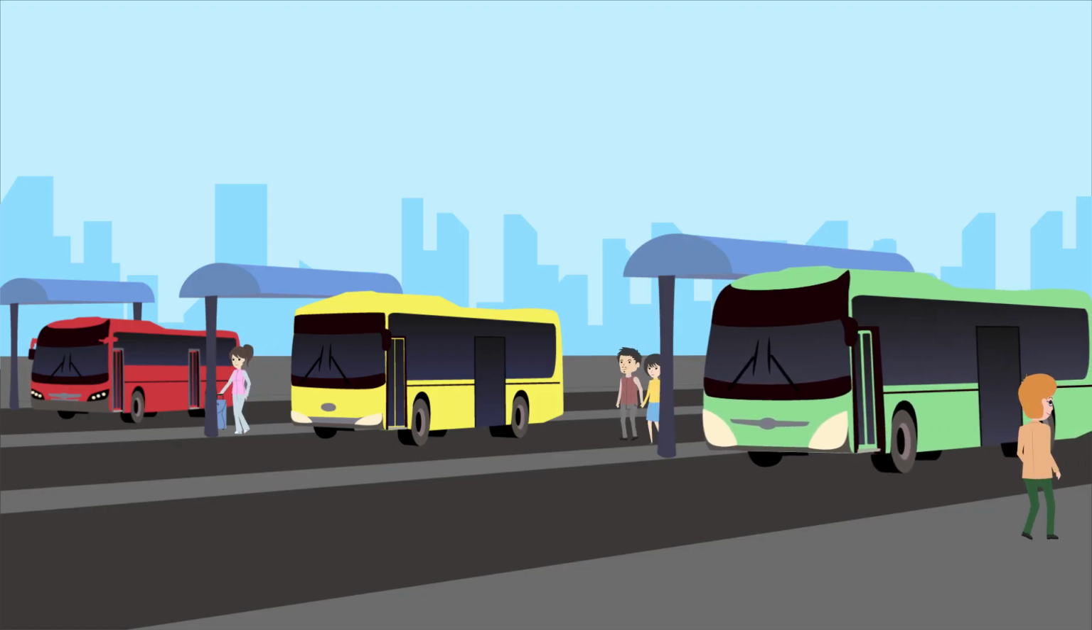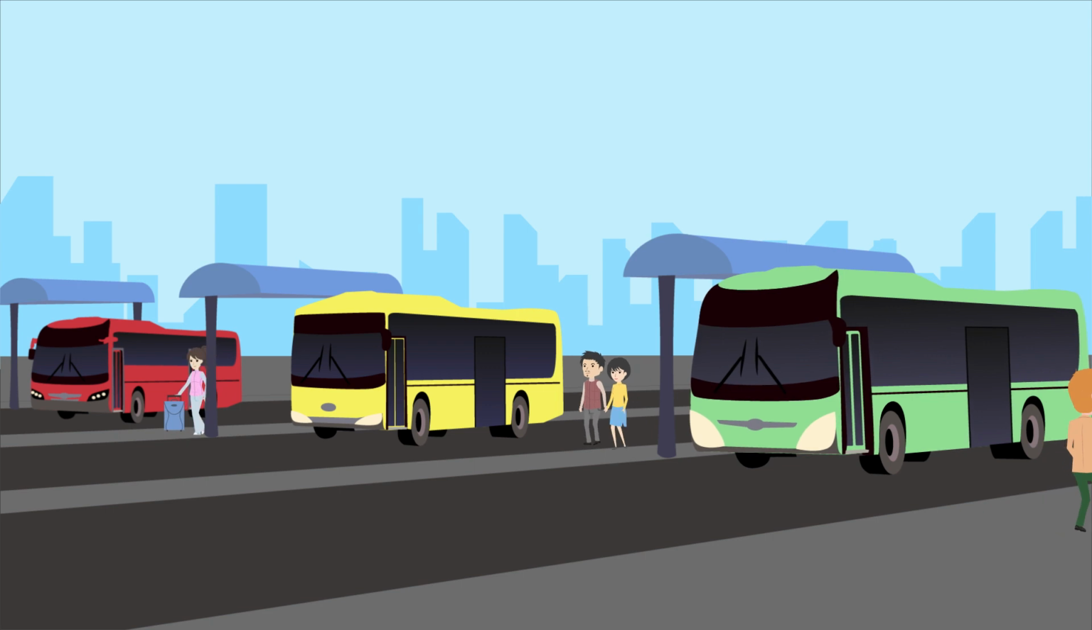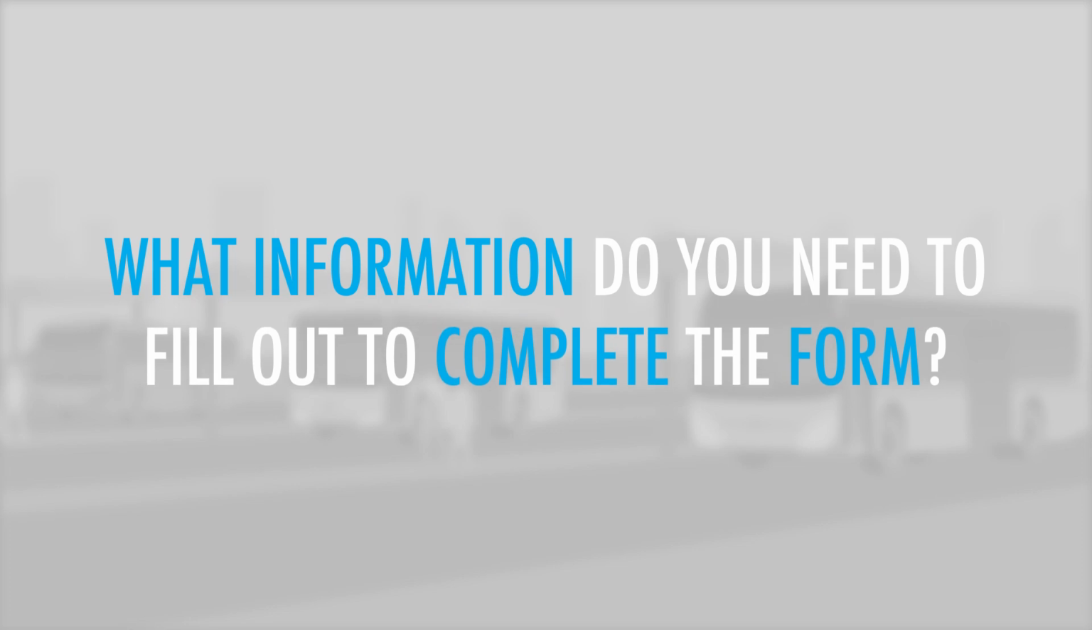You just gotten off a plane and are walking through the bus terminal of the airport. There's a stall where you can exchange money at the bus terminal. You attempt to do so, but the staff member first hands you a form to fill out instead. What information do you need to fill out to complete the form?